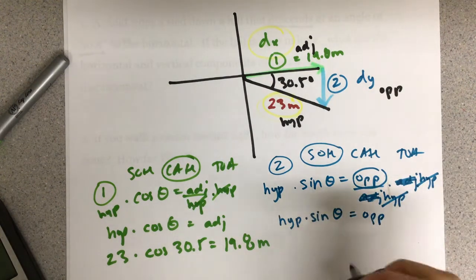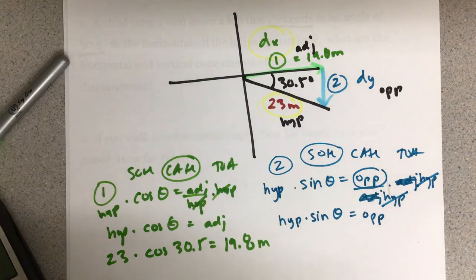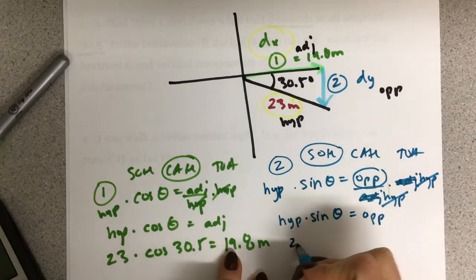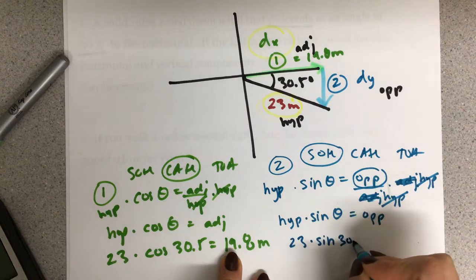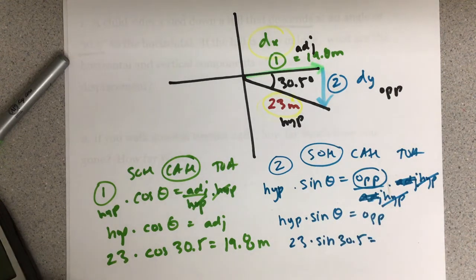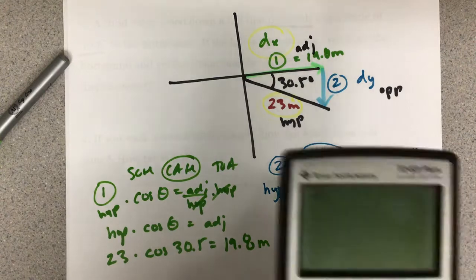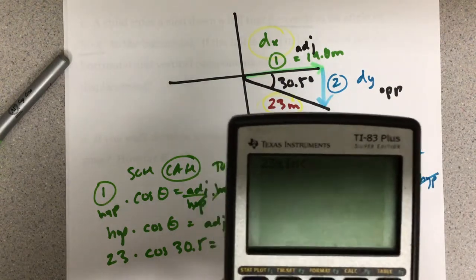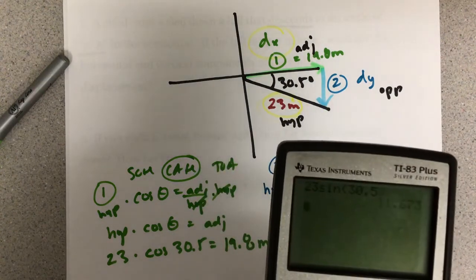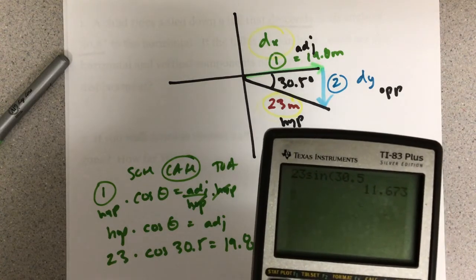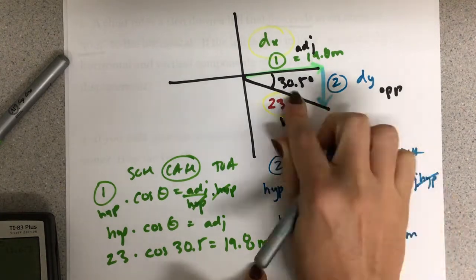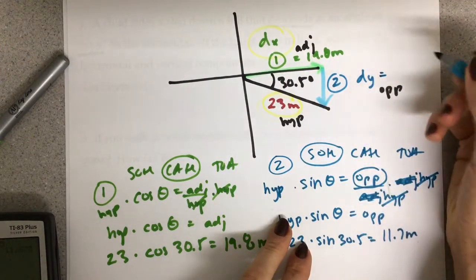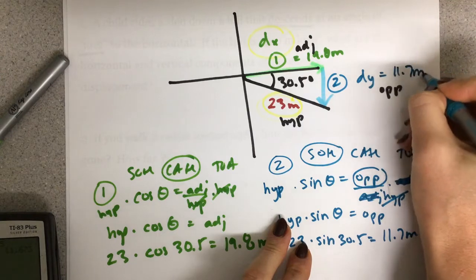Okay, so now I can go ahead and plug in my numbers here. Hypotenuse is 23 times the sine of my angle, 30.5. And I get 23 times the sine of 30.5, and I get 11.7, we'll call it. And these numbers, they make sense with this. So this one is 11.7 meters.